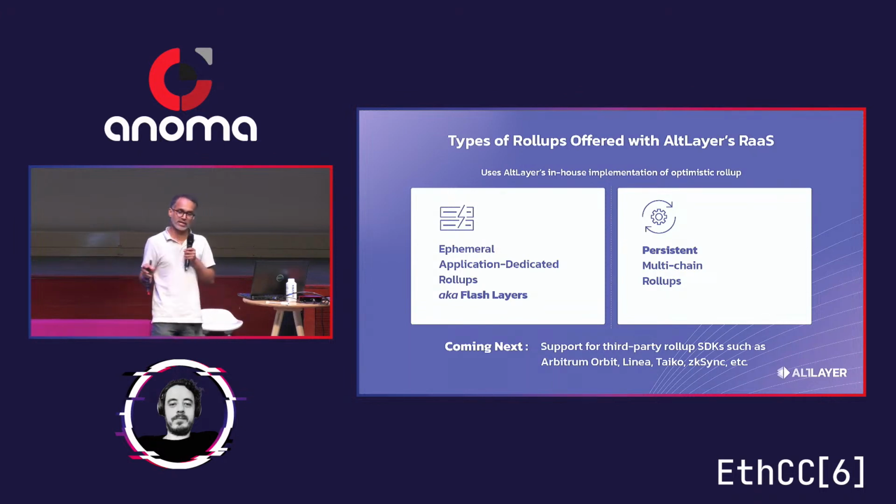The second one is persistent rollup. This is very classical, something very similar to Optimism, Arbitrum, zkSync, but for your specific application. So it's ideal for anything that has a long-term horizon. When we started back in the day, there was no OP Stack, there was no Arbitrum Orbit, so we had to build this entire stack for Flash rollups and persistent rollups from scratch. It's an optimistic rollup implementation, but now we are in the process of integrating external SDKs as well. So if you like OP Stack, if you like Arbitrum Orbit, or if you like any of the zk ones, you would be able to go and deploy those rollup instances as well.